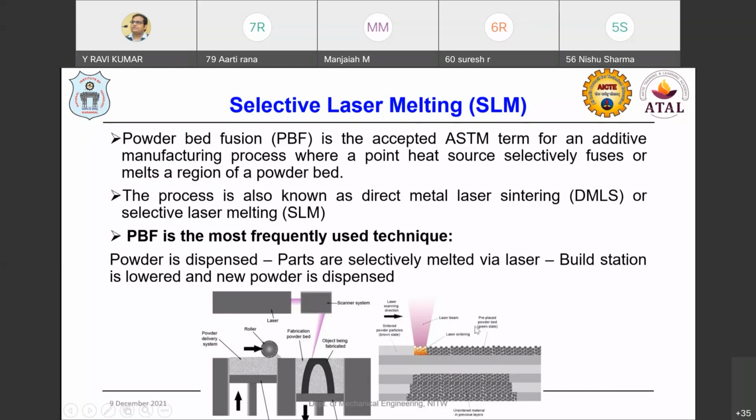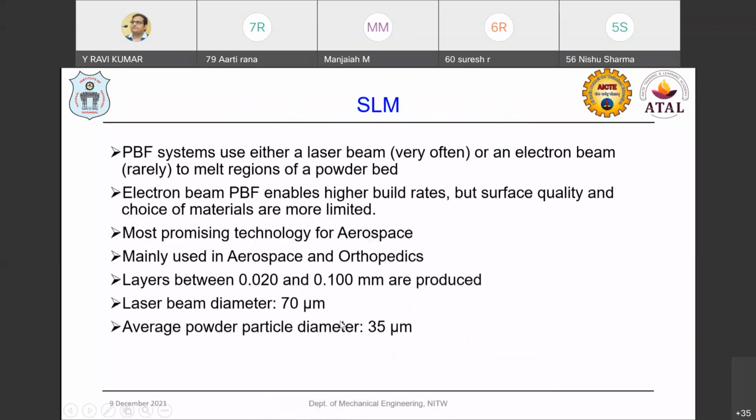And this process is also known as direct metal laser sintering, or we can call it laser melting. The powder bed fusion system is the most frequently used technique wherever we need parts which are highly precise or small components, such as biomedical components. In this process, how it works, you can see there are two build platforms here. One is the powder carrier. From that, the powder delivery system, a roller or a blade, carries the powder into the build platform area. Once the layer is sintered or melted, the build head goes down, and then the second layer is deposited. This is how the function works in the powder bed system.